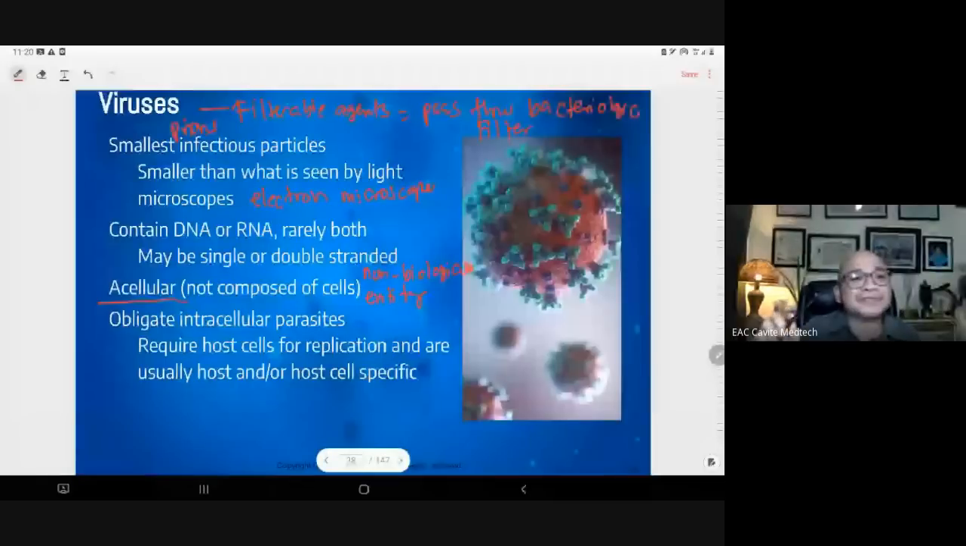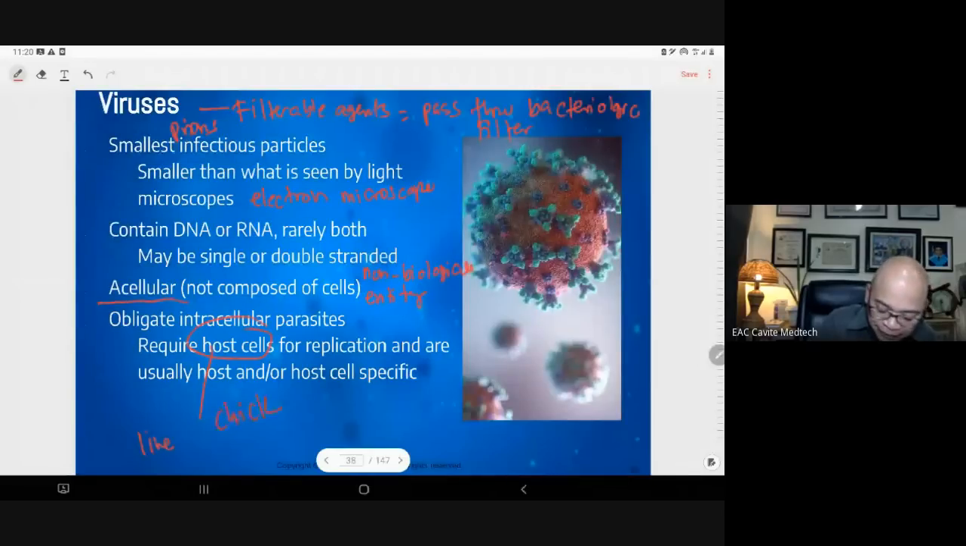Okay, so viruses are obligate intracellular parasites. What does it mean? They would require live host cells in order for us to cultivate them. What are examples of live host cells? Such as the chick embryo. What else? The HeLa cells, the cells coming from Henrietta Lacks. We call that HeLa cells.